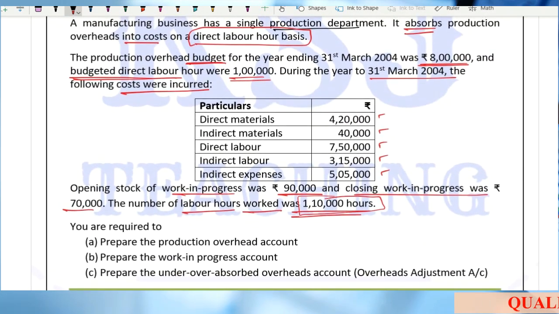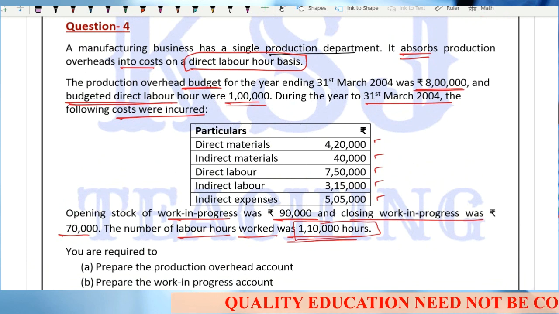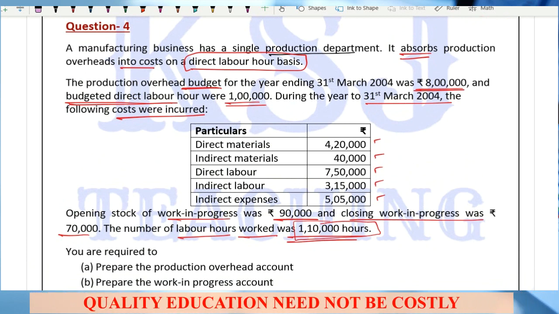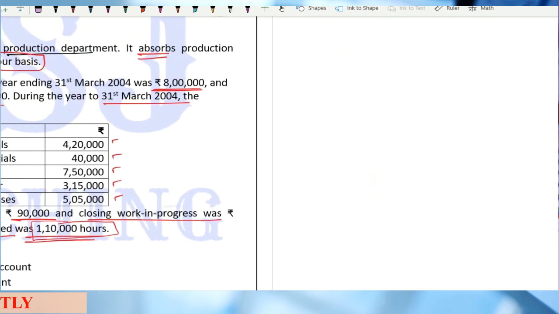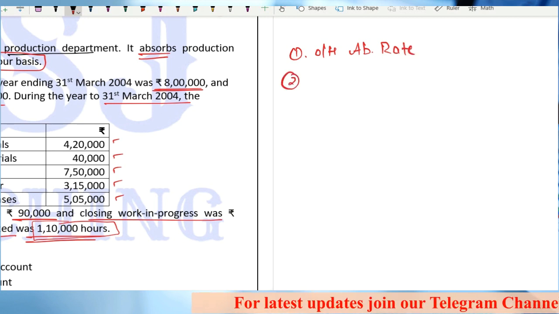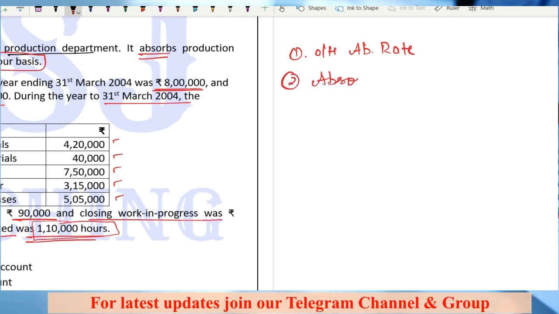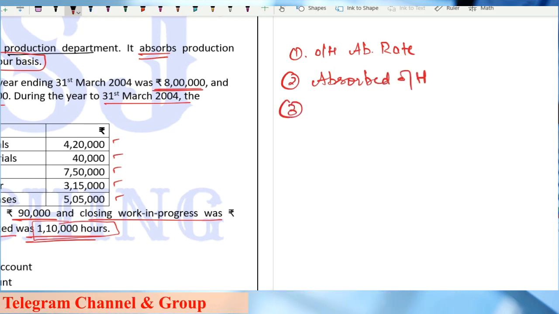See, whenever you get a question like this on the overheads, the first thing that you should do is calculate the overhead absorption rate. Write down the steps. The first thing is to calculate the overhead absorption rate. The second thing is to calculate the absorbed overheads, and write down the actual overheads.